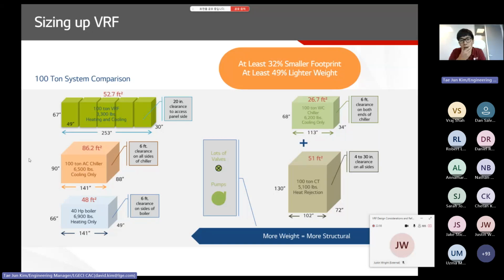So overall, with the VRF system, it's going to be at least, not at most, but at least, a 32% smaller footprint and at least 49% lighter in weight.